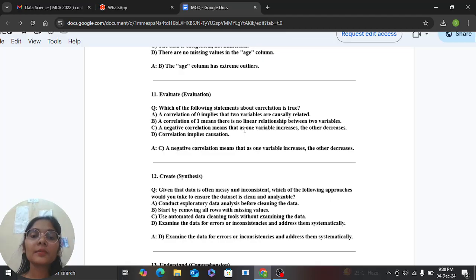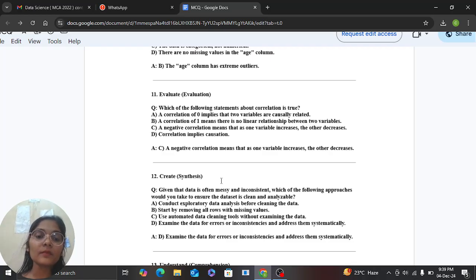A negative correlation means that if one variable increases, the other decreases. This is the correct answer because we have already seen that the correlation between the two variables is inverse. If one of the variables increases, then the other will decrease. This represents the negative correlation. So the correct answer for this question will be a negative correlation, meaning that if one variable increases, the other decreases.